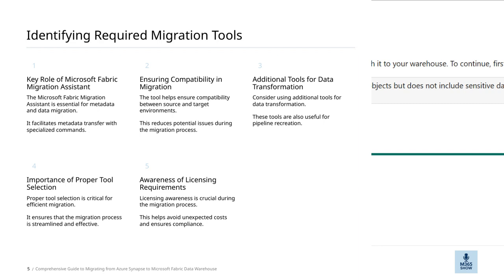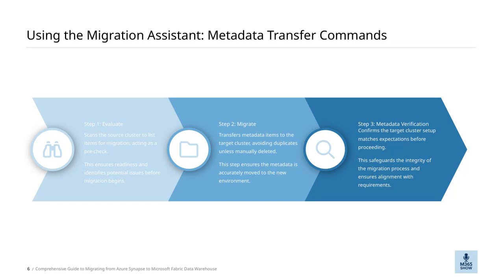Finally, the Microsoft Fabric Migration Assistant plays a vital role. It's essential for transferring metadata and data smoothly. It has specialized commands that make metadata transfer more reliable, helping us maintain data integrity and consistency. All these points together help us plan a successful migration, making sure we're prepared, compliant, and equipped with the right tools at every step.